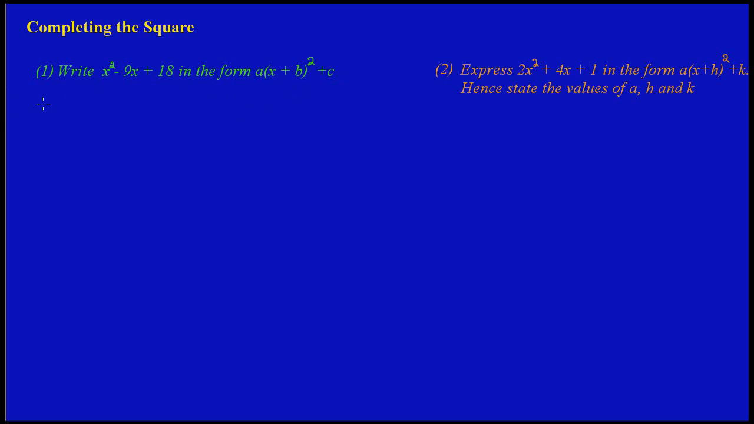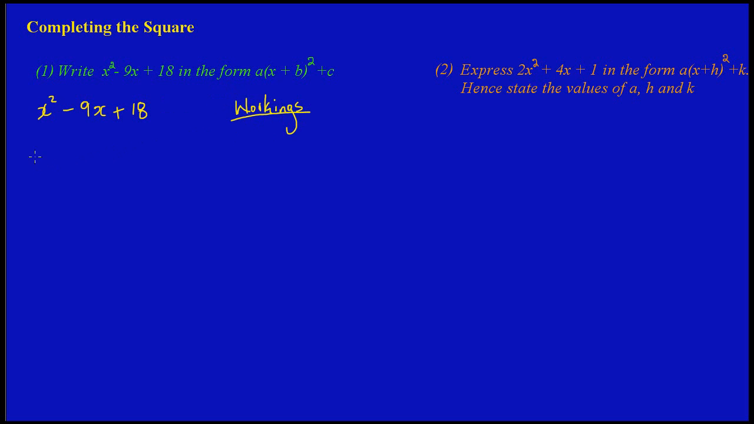This is pretty easy. We have x squared minus 9x plus 18. As we say, you can always make a little note of your workings on the side just to guide you, just in case you made an error. You can always track back your steps.